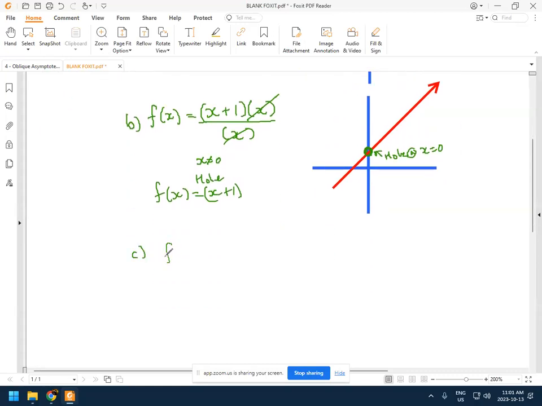What if I gave you this? F of x is equal to x squared plus x over x. Given a rational, what's the first thing I asked you to do in my lesson this morning? Factor it. So if you do, what do you have left? Isn't that the same thing?